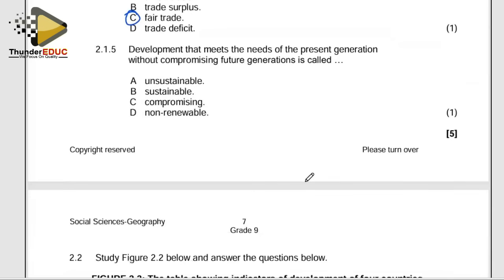Right. Let's look at 2.1.5, development that meets the needs of the present generation without compromising future generations. Whenever we talk about the future, keep it in mind that we are enhancing sustainability. What is the basis of sustainable development? The basis is us not being worried only about ourselves. We are here today as the living generation, but there will come a point in time when we are all going to die. And when we are dead, the world is going to continue.